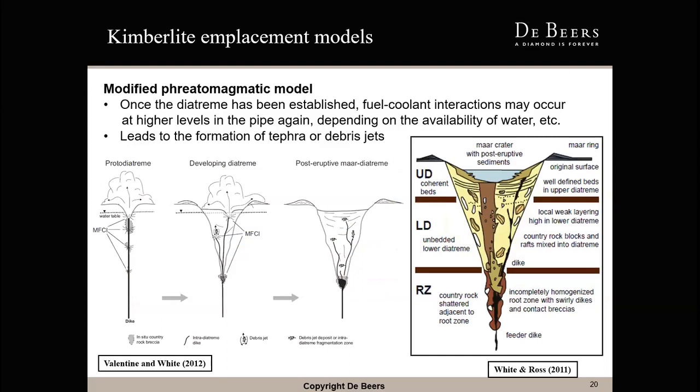One of the recent advances over the last couple of years has been observations in some of the vent systems that have been studied, that once the diatreme has been established, depending on the level of water, and for example, if there's significant amounts of rain, water may percolate down and you may end up having magma ascend to higher levels in the pipe again. And this process basically leads to the formation of tephra or debris jets.